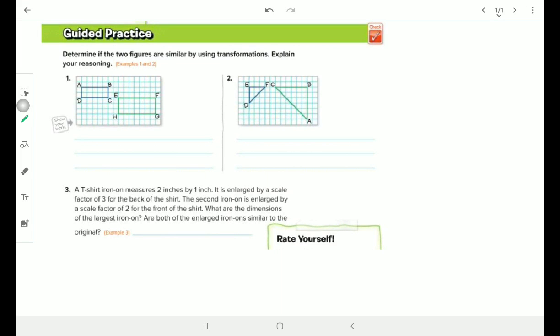Now, to figure out if the shapes are similar, we have to use ratios, common ratios. If the ratios are not proportional, then the shapes are not similar. So, for example, on number 1, we have to figure out if the two figures are similar by using transformations and explain your reasoning. So first, I want to take a look at this and say, okay, are the shapes similar by a ratio or by a proportion?